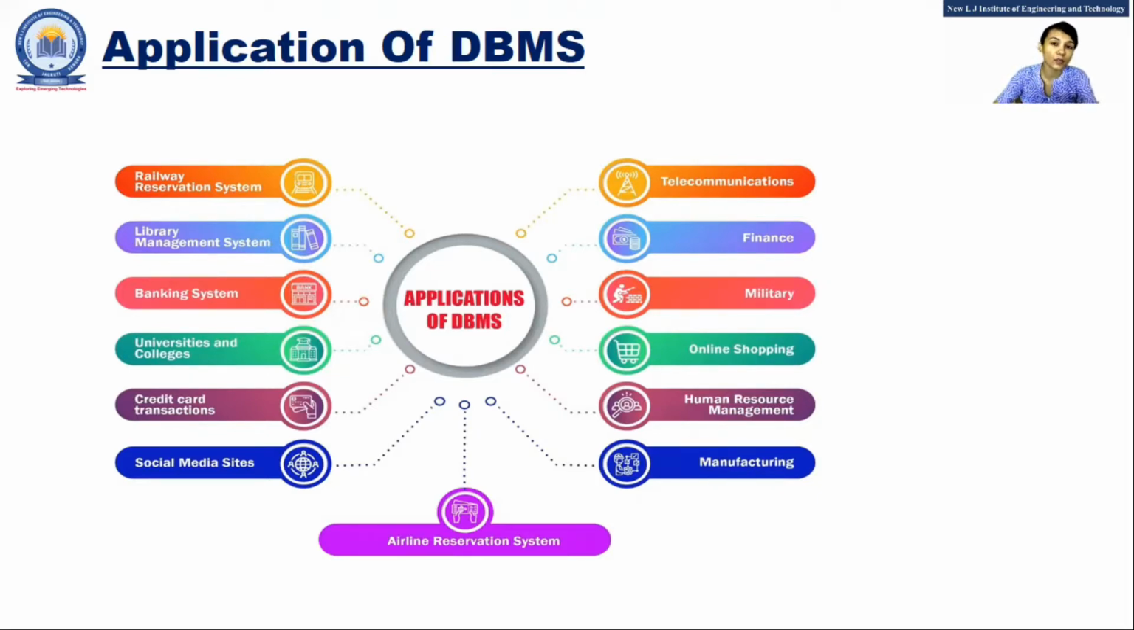Then banking system. Banking is the biggest factor, as they have a lot of customers and different kinds of accounts, loans, insurance and all those things. So to manage this data, they need to handle DBMS. Then railway reservation system, as we discussed, that reservation system will use the database management system. So these are the applications of database management system.